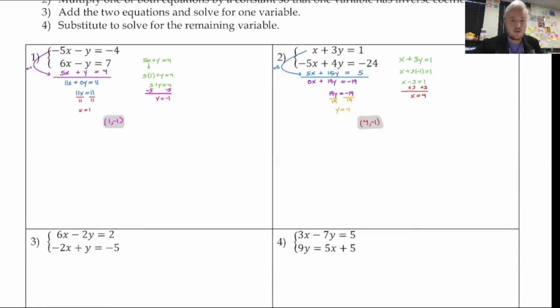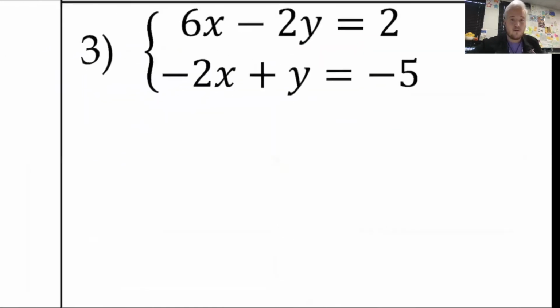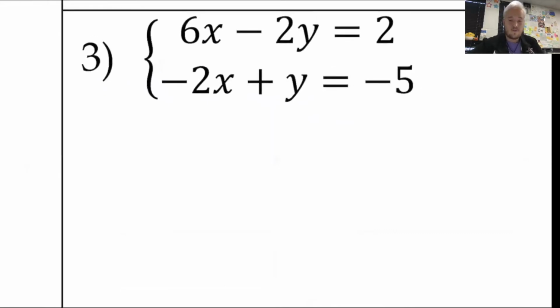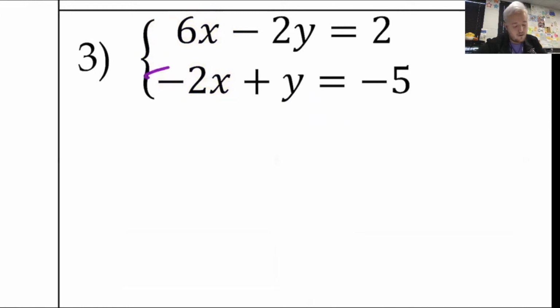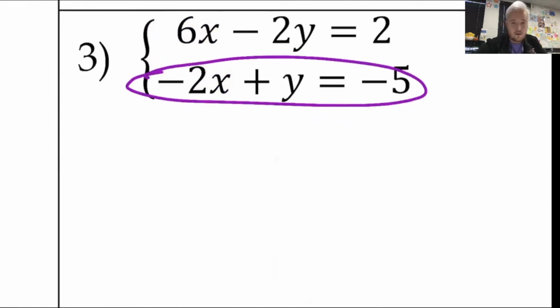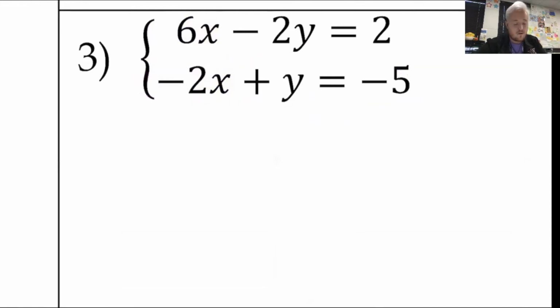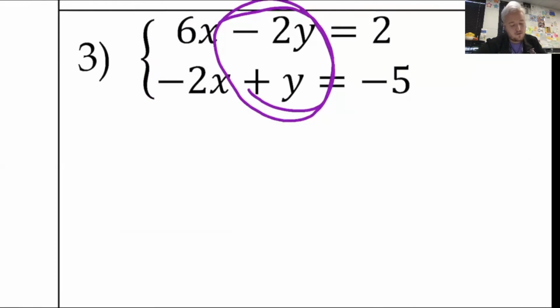All right, now looking at number 3. All right, so if you notice, we don't have any zero pairs. However, they are lined up in standard form. So they vertically align. However, if you notice, if I want to eliminate the x values, I would have to multiply this bottom equation by 3. Or if I want to eliminate the y values, I could multiply the bottom equation by 2.